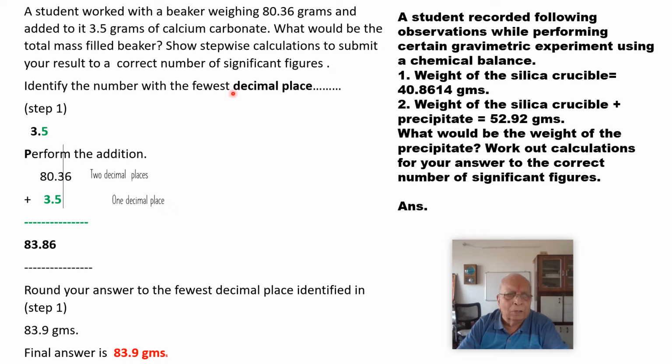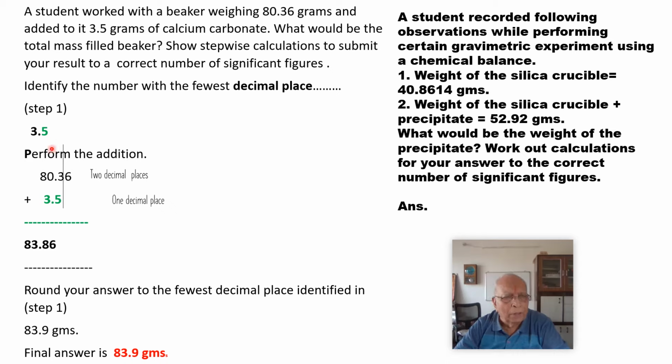Now there is another case where I have just given you some type of experiment here. Go through it, and this is again a revision, an addition. So we know that there should be an alignment of the decimal places, decimal points, and the number. So aligning the decimal point, you have to add, in this case, 80.36 grams with 3.5 grams. So if you add it up, you get 83.86. Now, this can be rounded up.